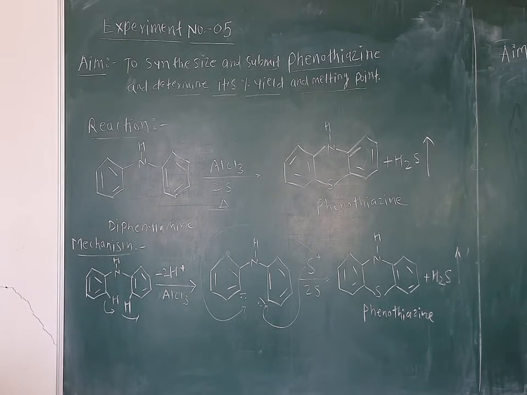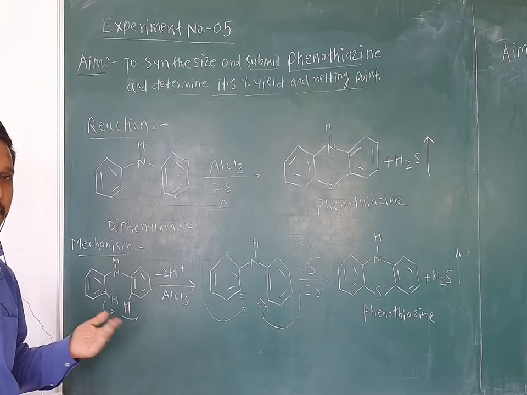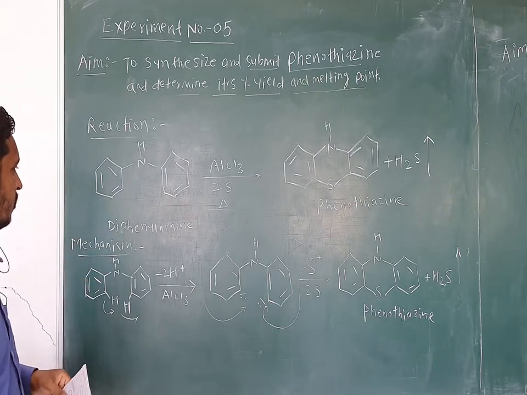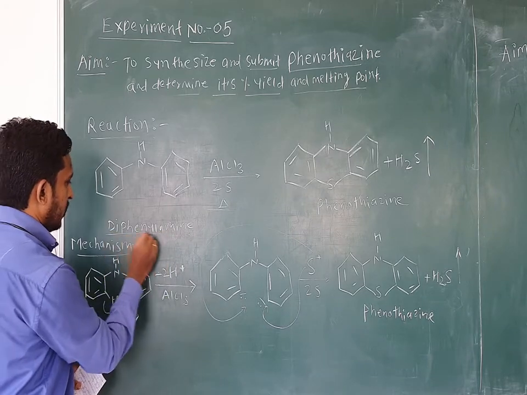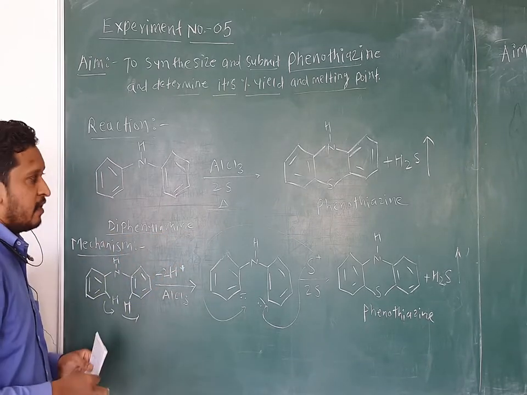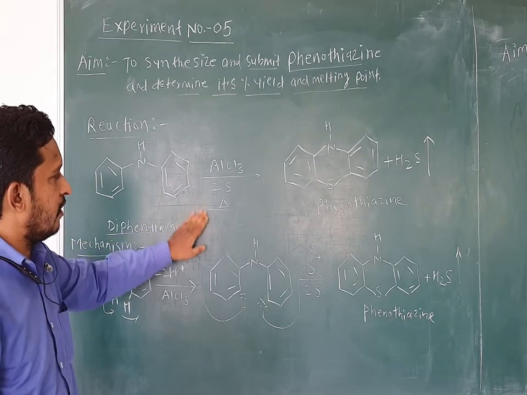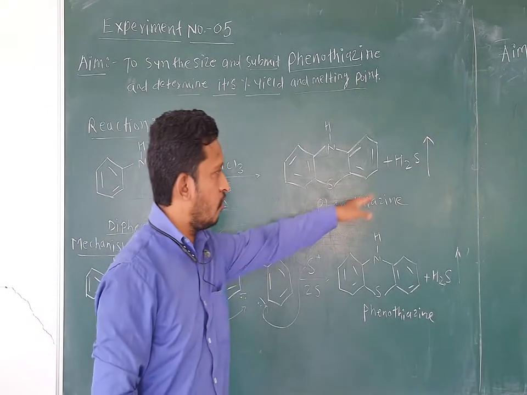Now after the procedure, let us see the next part, that is the chemical reaction and mechanism of phenothiazine. First of all, look at the chemical reaction. In the chemical reaction, we are using diphenylamine. It reacts with anhydrous AlCl3 in the presence of 2 moles of sulfur, and with the application of heat it is converted into phenothiazine. Also there is the evolution of hydrogen sulfide gas.